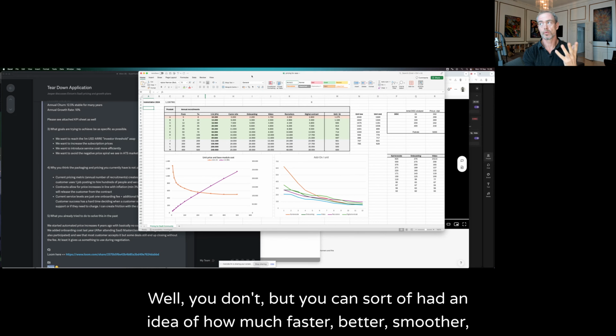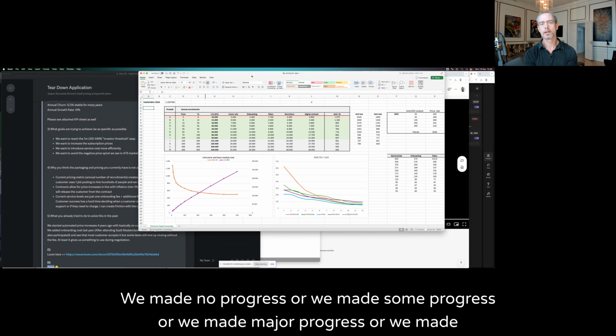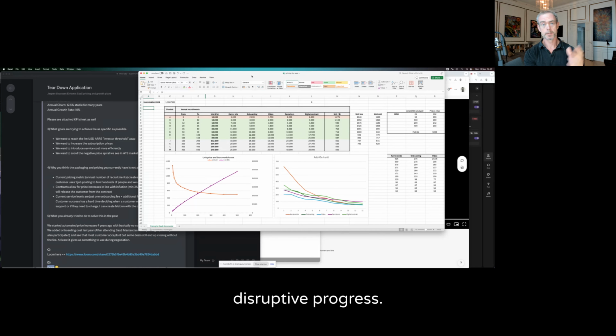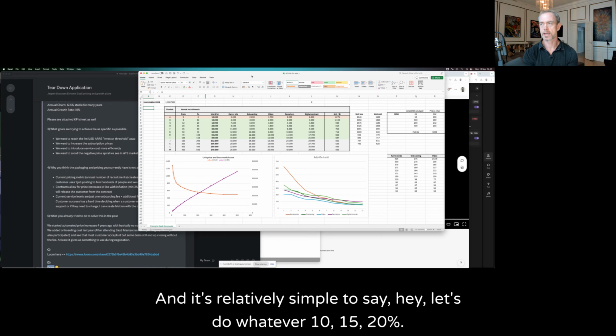How do you know? Well, you don't, but you can have an idea of how much faster, better, smoother, more efficient your product is compared to what it was last year. You say, okay, we made no progress, or we made some progress, or we made major progress, or we made disruptive progress. Whatever it is, it gives you some indication of where you are in terms of price increases. And it's relatively simple to say, hey, let's do whatever, 10, 15, 20%.